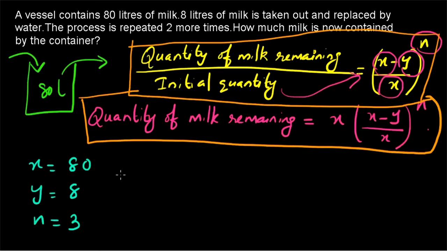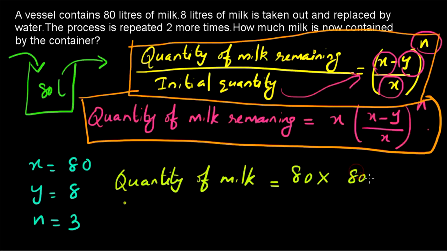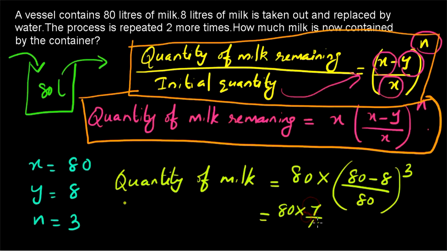So our quantity of milk remaining will be equal to 80 into (80 minus 8 by 80) the whole cube. We have 80 minus 8 is equal to 72. 72 by 80 is equal to 9 by 10, so we can just divide 72 by 80. So this will be equal to 80 into 9 by 10 into 9 by 10 into 9 by 10.